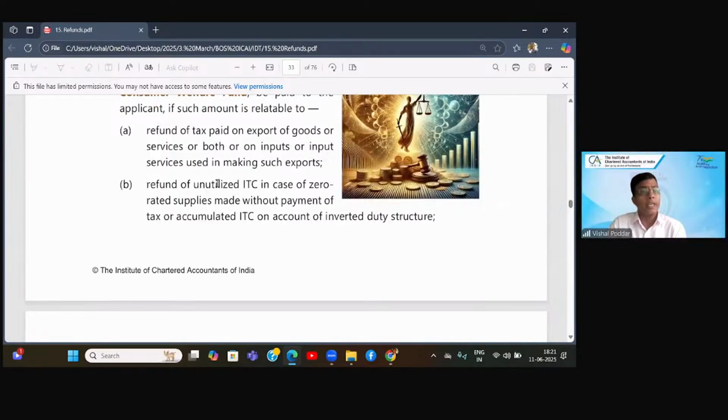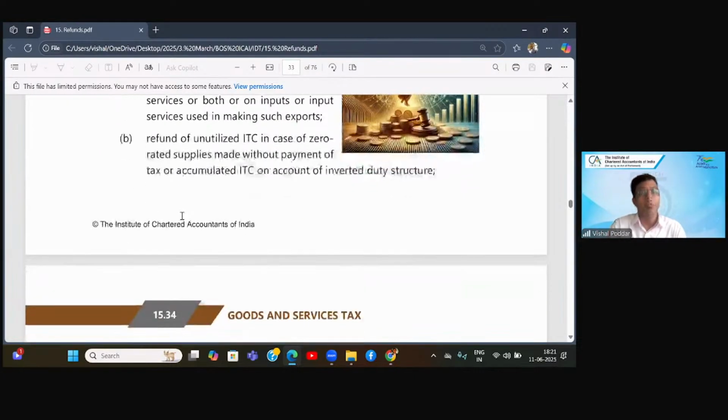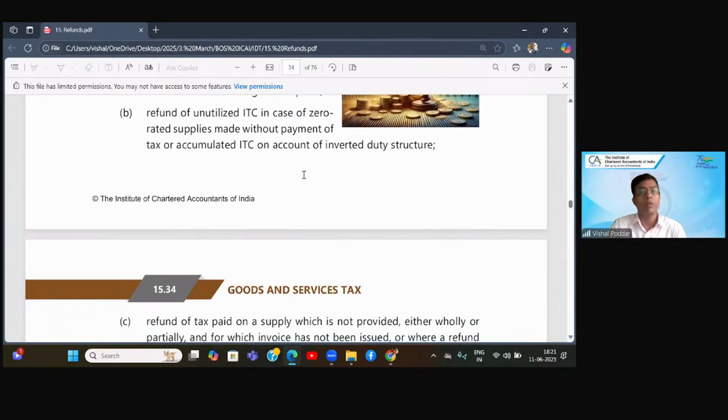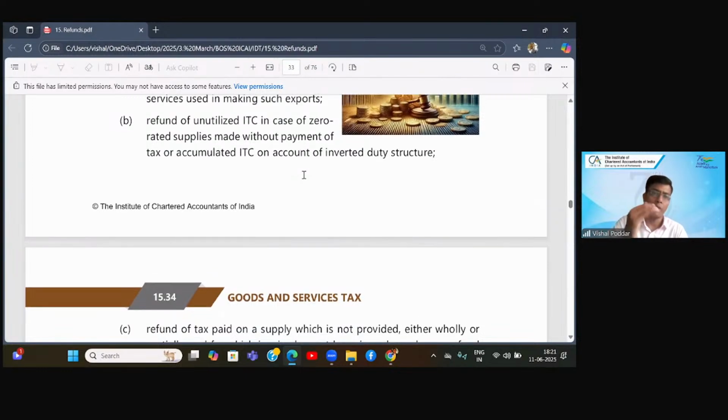Next, the second case where this theory does not apply and refund is granted to you: refund of unutilized ITC in case of zero rated supplies made without payment of tax, or accumulated ITC on account of inverted duty structure. So this is where you want to claim refund of your ITC. ITC is always the amount which you have already paid to your supplier. When you purchase anything, you pay the tax to the supplier, and that becomes your ITC. Now, if this ITC remains unutilized, when will it be unutilized?